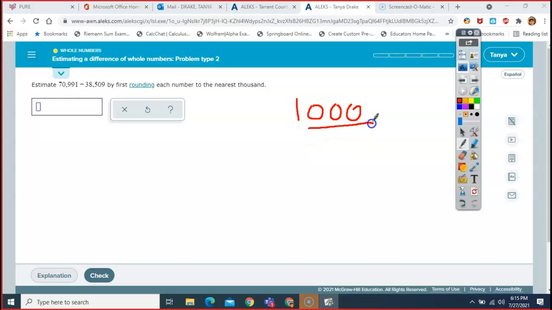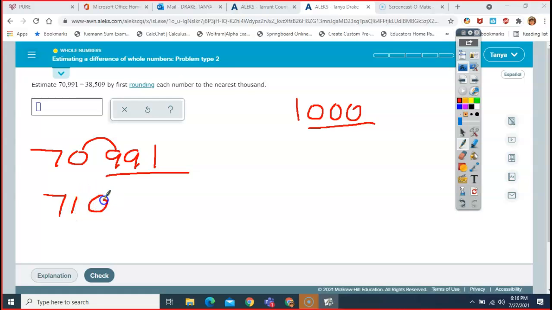That means I got to clear out 3 numbers. So this 70991, I got to clear that out. Well, if it's above 5, this number rounds up to 71. So this is going to become 71,000. That's what they're asking you to do.